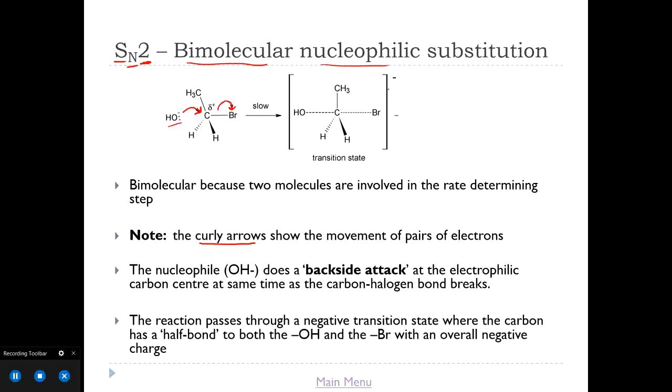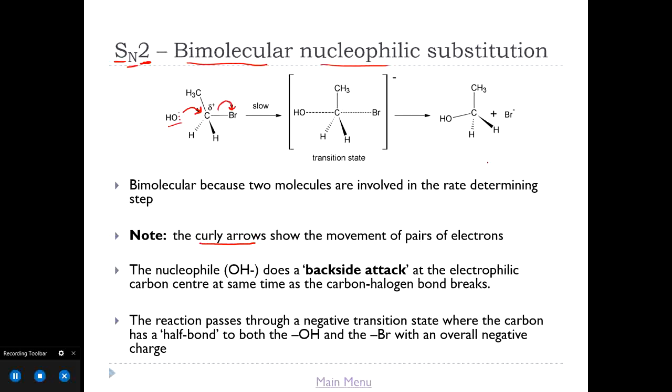Then finally, once it's in this state, the activation energy has already been reached, so the reaction will just continue to happen. The OH bond will form, and the Br bond will break. And we form our alcohol. Again, this is an SN2 reaction.